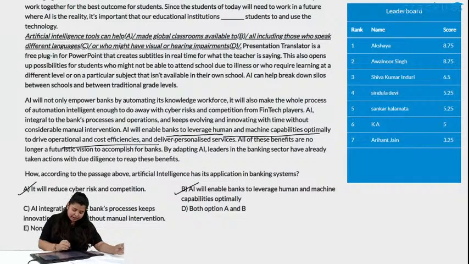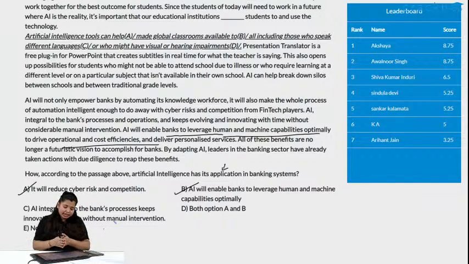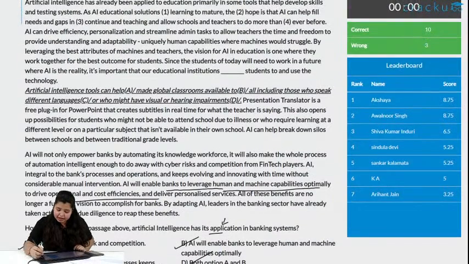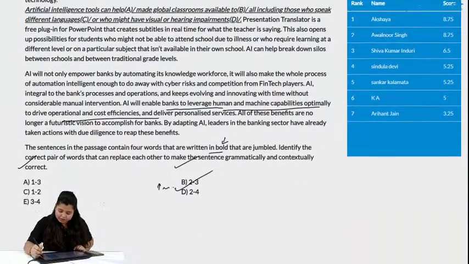So B is correct. Let's see option C. AI integration into the bank processes keeps innovating with time without manual intervention. What we need is an application. Is this an application? No, it is describing the process, that AI integration into the bank processes keeps innovating with time. So this is a process but not an application. So option D is correct, that is both option A and B are correct. And 10 people got this correct and 3 wrong. Let's go to the next question.